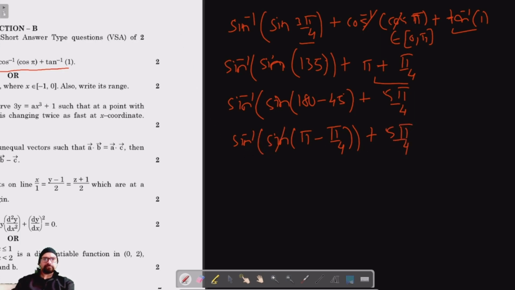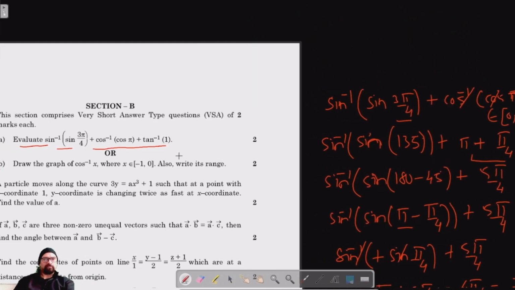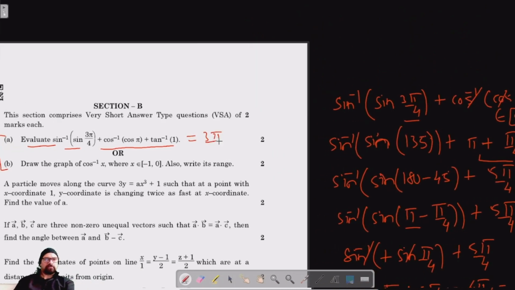Now I can write it as sine of pi minus pi by 4. We are in the second quadrant, and in the second quadrant sine is positive. So this is sine pi by 4 plus 5 pi by 4. This gets cancelled. So we get pi by 4 plus 5 pi by 4, which is equal to 6 pi by 4, that is 3 pi by 2. So for this, the answer is 3 pi by 2.